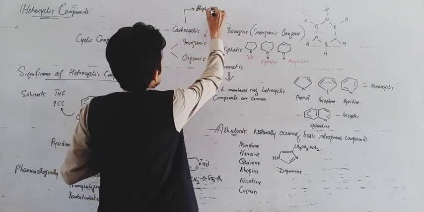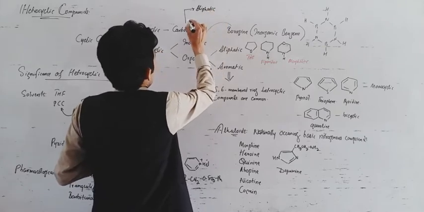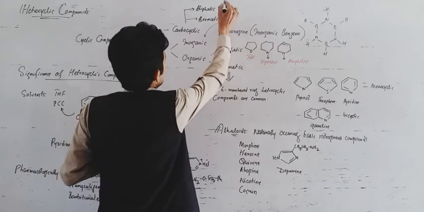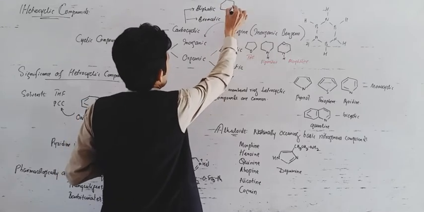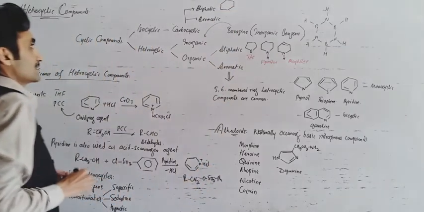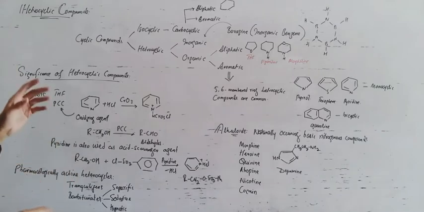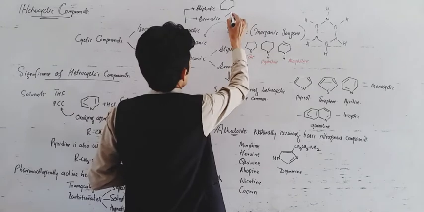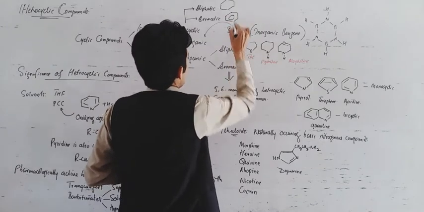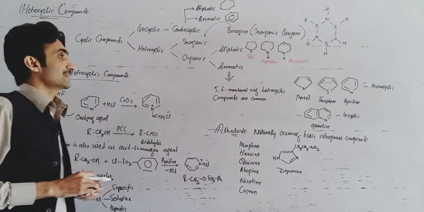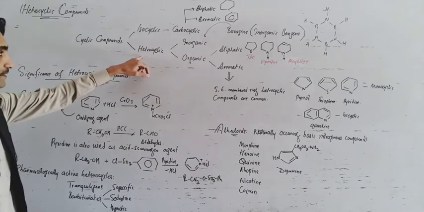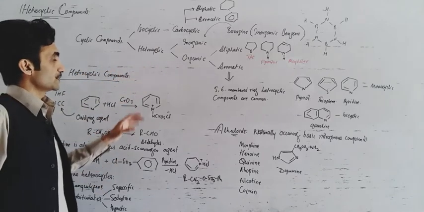Again, carbocyclic can be divided into aliphatic and aromatic. Just take a simple example of cyclohexane, which is an example of an aliphatic carbocyclic compound. And as far as benzene is concerned, this is an aromatic carbocyclic compound. Next category is heterocyclic, which is the focus of our lecture today.